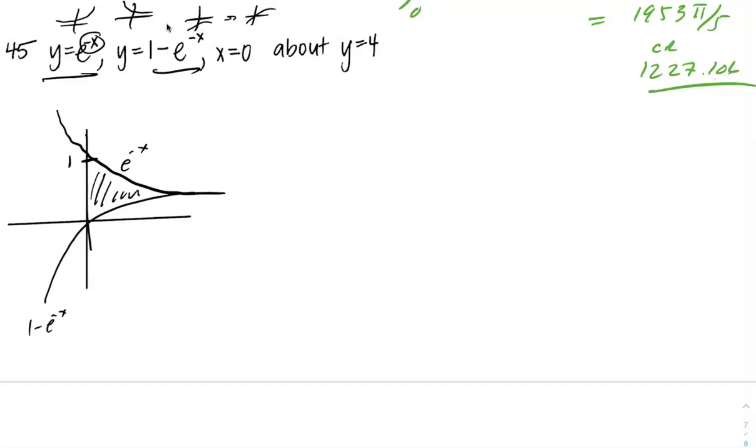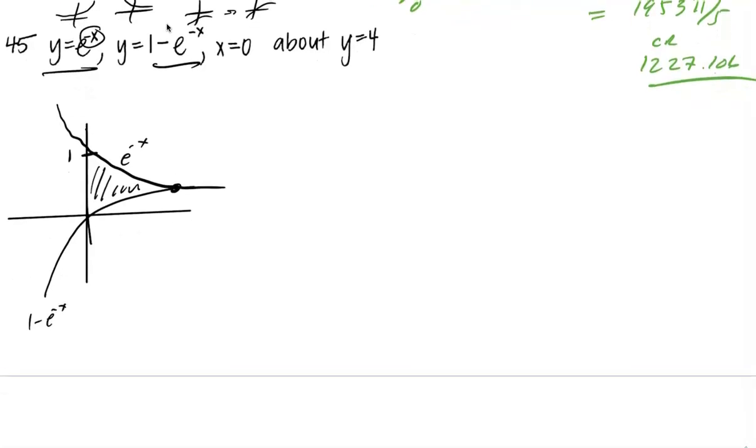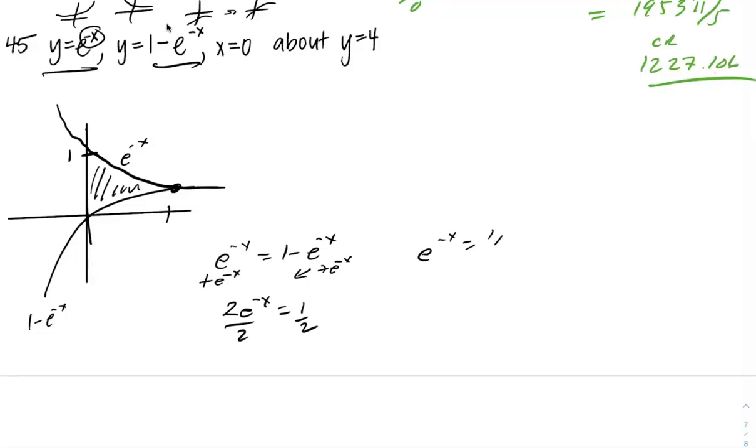We do got to find the intersection. This we can solve by hand if you want. We're going to set e to the negative x equal to 1 minus e to the negative x. So let's add e to the negative x to both sides. I get 2e to the negative x equals 1. Divide by 2, and I get e to the negative x equals 1/2. Take the natural log of both sides. Negative x equals natural log of 1/2. Divide by negative 1. So I get x equals negative 1 times natural log of 1/2.